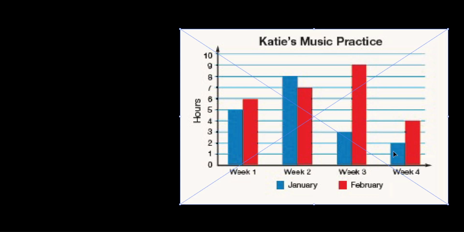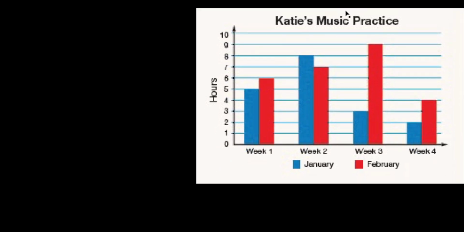This is the actual example that they give you in the book. All right, looks kind of the same. Now we're talking about Katie practicing her music. This is how many hours she practiced. Wow, 5 hours, 6 hours in January and February. If we were to write this down, how would we write the matrix? This is a 5, right? What's this one? 6. And then this one would be 8. And then 7. This would be 3 and 9. And this would be 2 and 4.